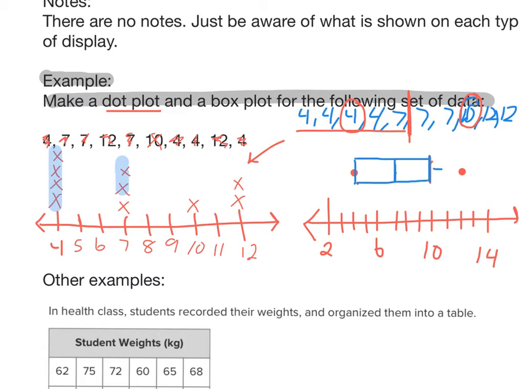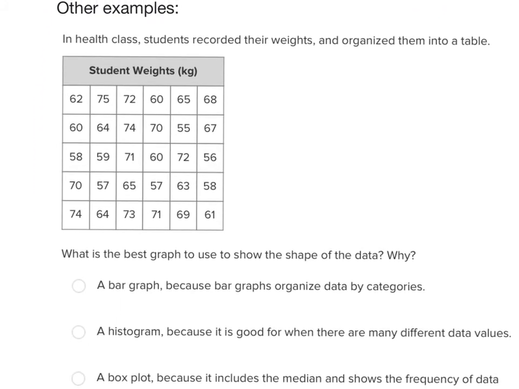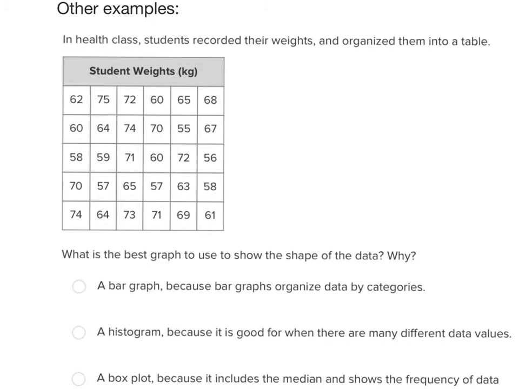And now I can connect the whiskers, but the smaller one I can't connect. So this is kind of awkward for this box plot. You can see that there is no whisker right there, but that's still what it would look like. Okay, so other examples that you might experience in your homework.